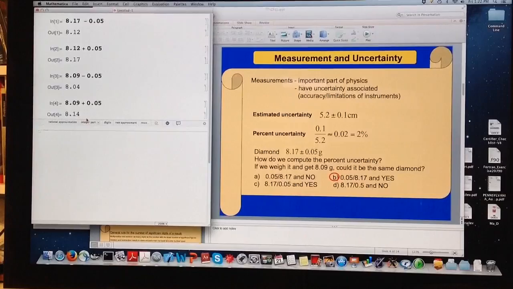It is a bit suspicious, right? Because the maximum here is 8.14 and 8.12 for the previous measurement, but there is an overlap. So that means it could still be your diamond. So the answer would be B, meaning, well, it could be. It may not be, but it could be. Now, based on the two measurements and based on the uncertainty associated with that, we cannot be totally sure.